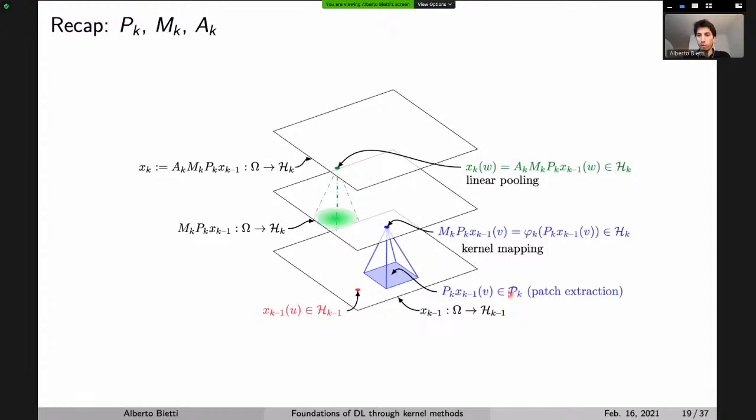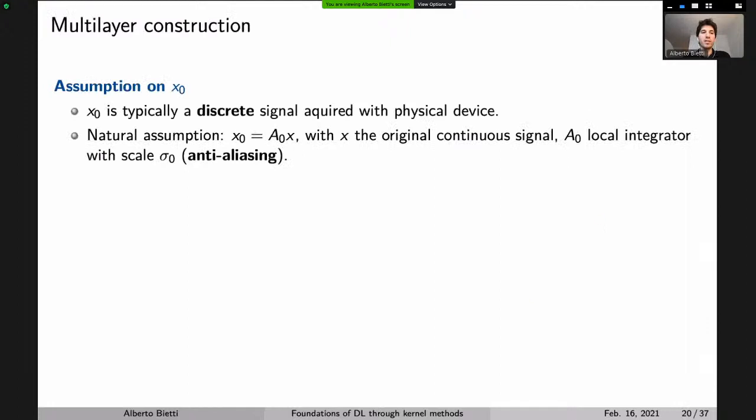Okay, so to recap these three operators: PK is patch extraction, MK is kernel mapping, and AK is the pooling operation. When you define this, you can then construct multiple layers, one after the other. And we will make one typical assumption, at least for stability, on X0, the original signal, which is that it doesn't have too many high frequencies. Typically you have a discrete signal in practice, so to model the fact that it's discrete, you can say that X0 is itself some pooling of some natural signal X. Maybe A0 is like a camera sensor that takes the measurement and locally averages information. You can view this as anti-aliasing.